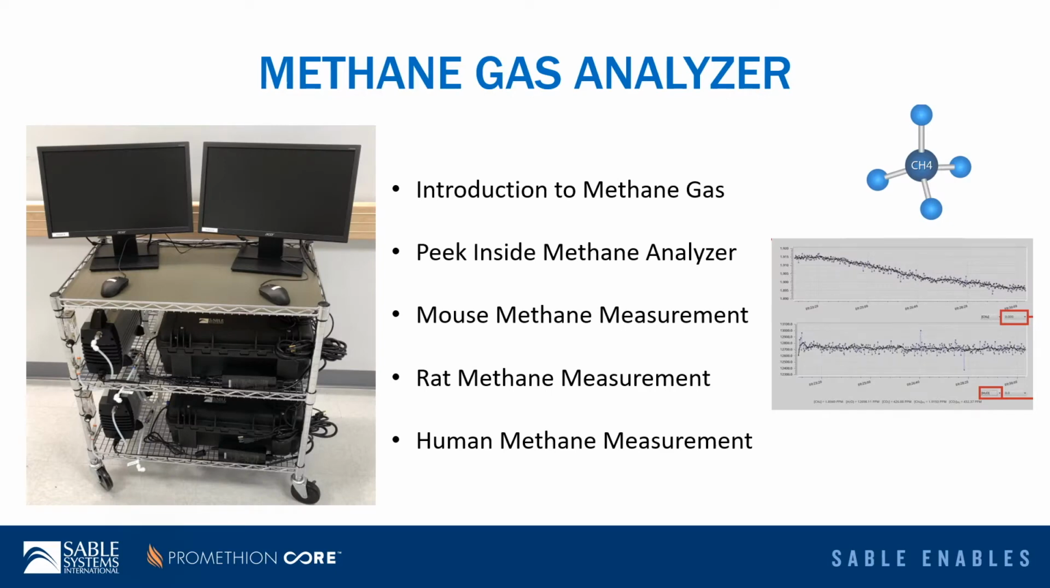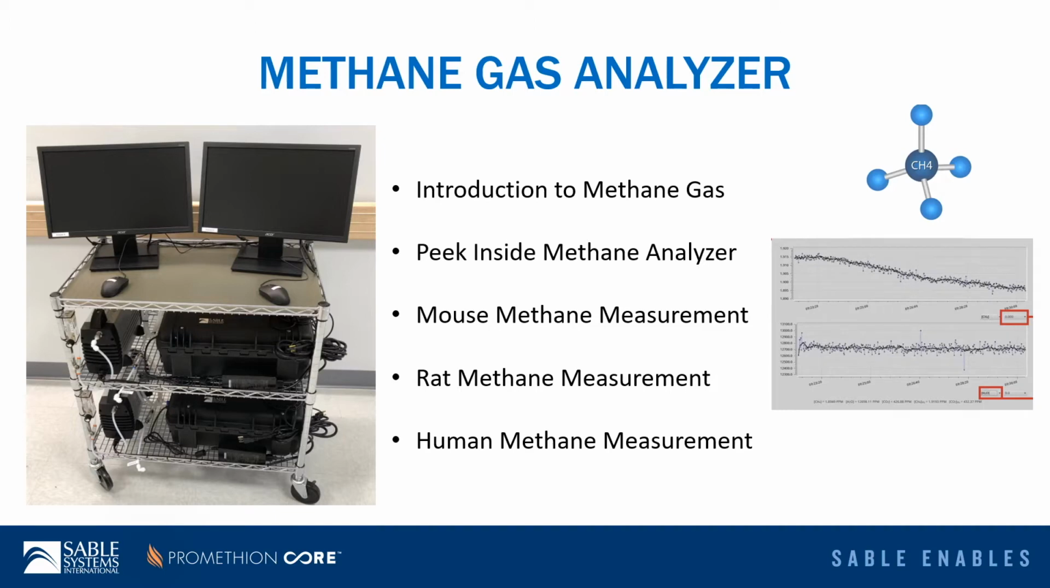But just like our stable isotope analyzer, this methane analyzer simply plugs into a Promethean system, and it can be multiplexed across as many as 8 mouse or rat cages. The methane data is collected every second and automatically synchronized with all of the other behavioral and metabolic measurements that are made in real time.